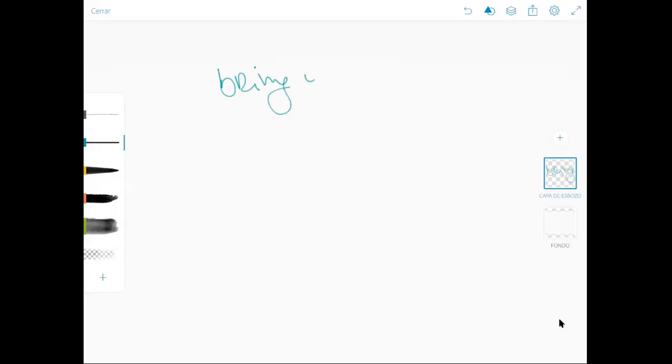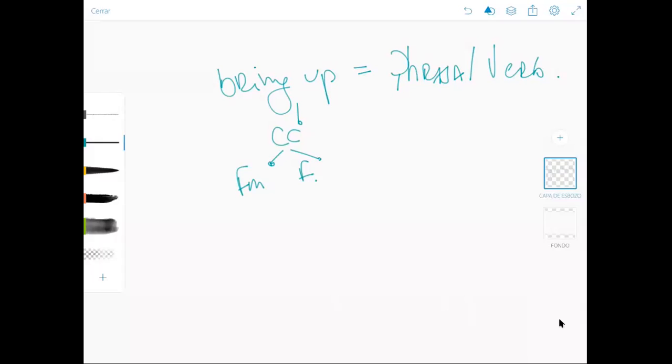Bring up es un phrasal verb. Como dijimos ayer, un phrasal verb is just one lexeme. Therefore, in its morphological analysis, we will say it is compound, right? Made out of two free morphemes. Bring and up, right? Now, the problem would be if we have something like this.